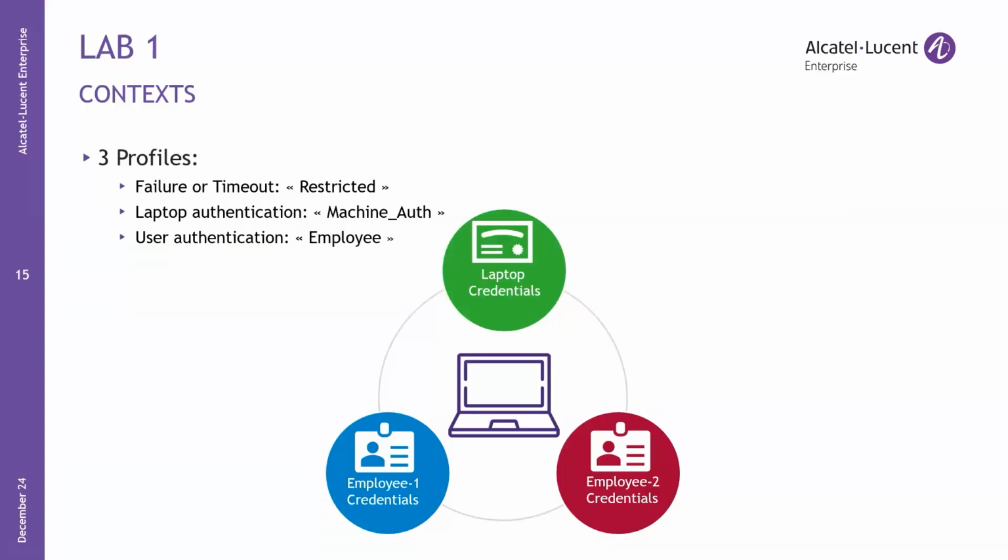Thanks, Patricio. As mentioned earlier, we'll use 802.1x with IPTLS for both machine authentication and user authentication. Machine authentication is performed using a machine certificate, which maps the device to the machine auth profile. User authentication is performed using a user certificate, which maps the user to the employee profile. If authentication fails, the device or user is mapped to the restricted profile. In the next slides, I'll explain the access permissions associated with these profiles.